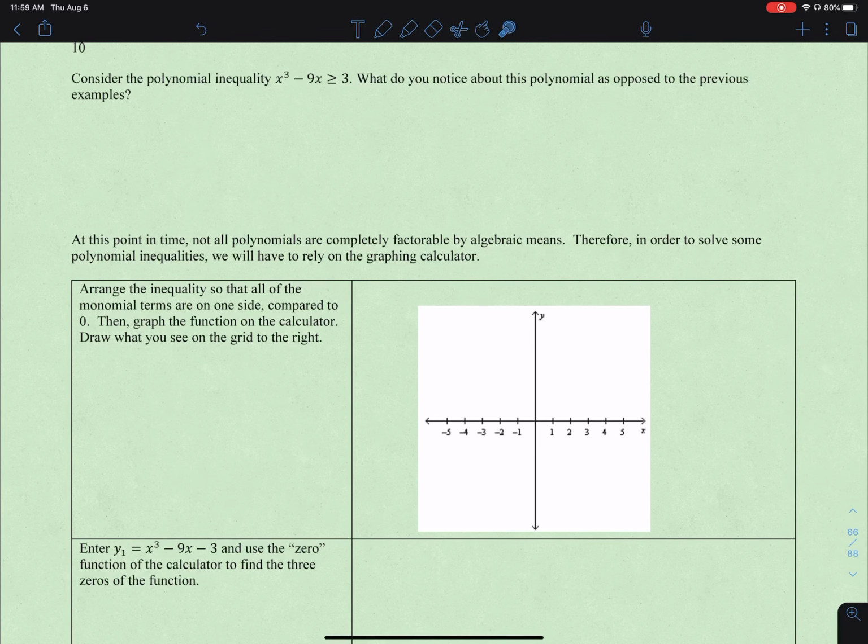All right, so the point of this second part of the notes is really to show you what to do using a calculator. So let's examine this, because some problems you just can't factor. Consider the polynomial inequality, this little fella here. First of all, what do you notice about this polynomial as opposed to the previous examples?